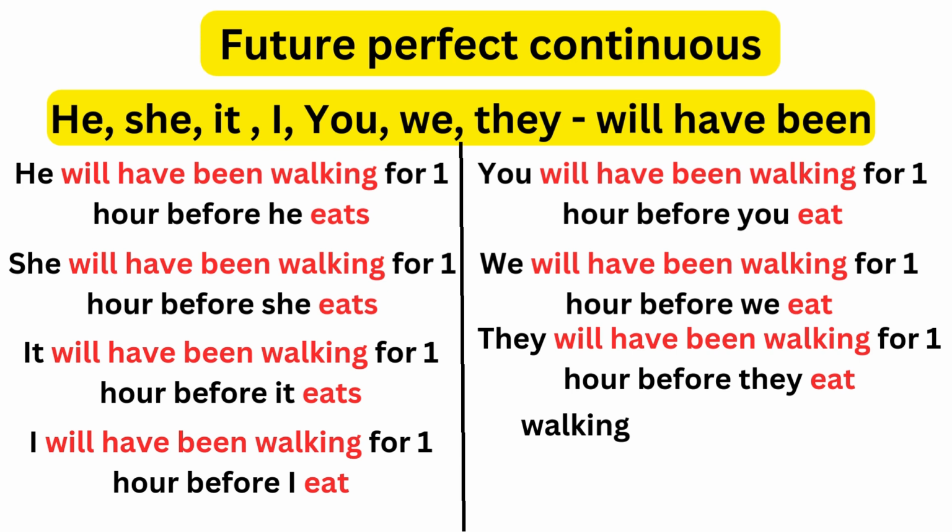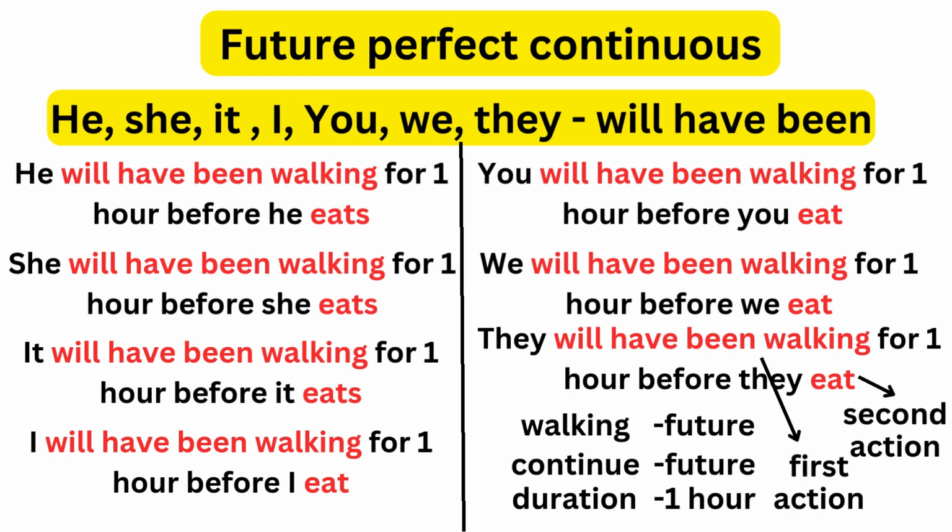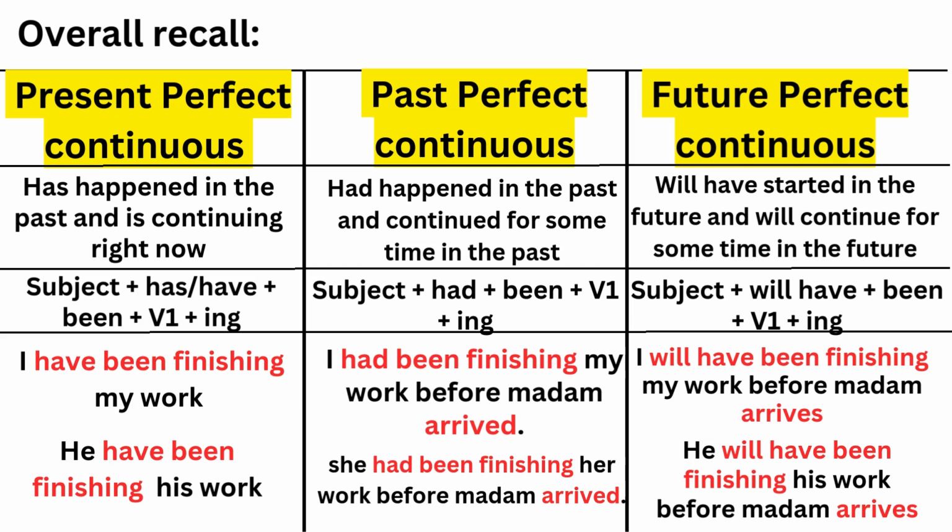Here, the action of walking will start in the future and continue for some time in the future with the duration mentioned as 1 hour. The first action is walking, which is in the future perfect continuous tense, and the second action is eating, which is in the simple present tense. Here is the overall recall represented as the tabular column I explained earlier.